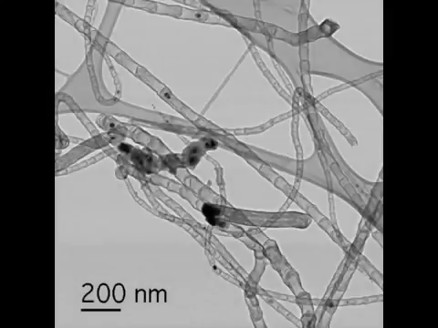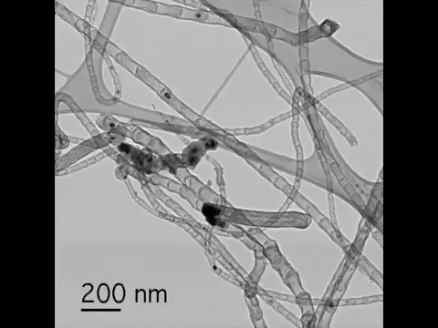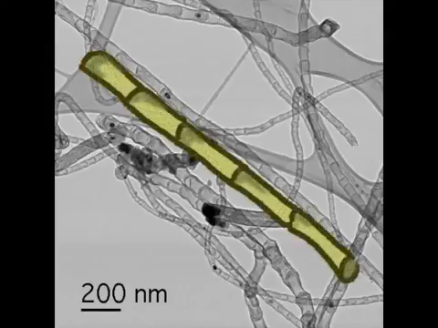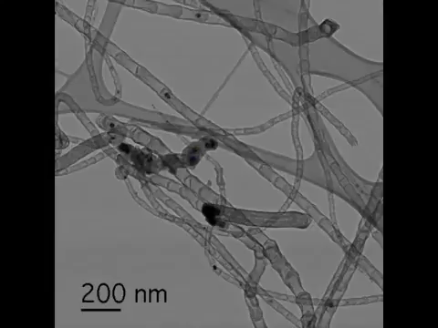When nitrogen is present during growth, tubes like these are obtained. They are multi-wall tubes where every now and then the inner tubes finish with almost flat caps. They might remind you of a stick of bamboo, and indeed they are called bamboo-like tubes.